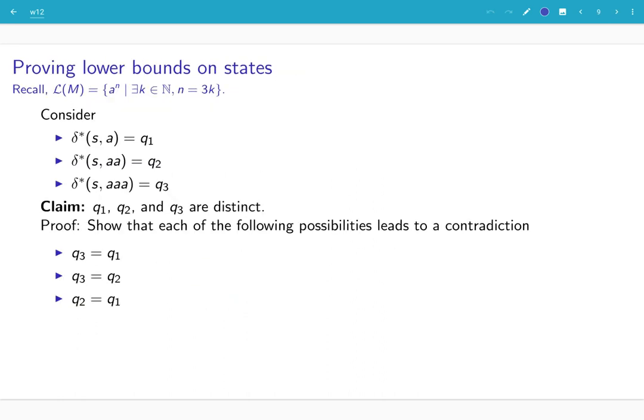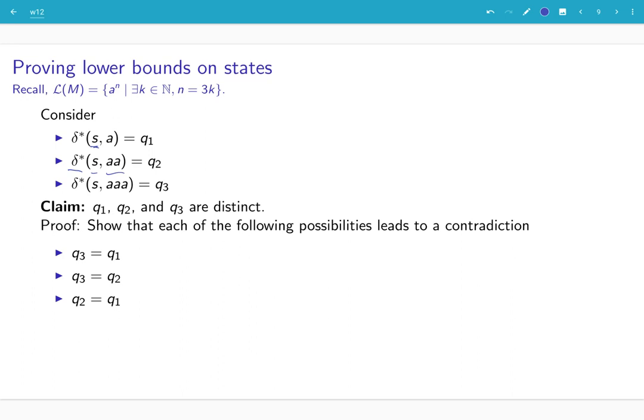And we're going to take a few different strings that intuitively we think ought to be mapped to distinct states. So consider the strings A, AA, and AAA. And let's think about delta star from S of each of these strings. So remember that S is the starting state of my DFSA, and delta star of some state and some string says, if I start at that state and I process all of the characters in that string, then what state do I end up in at the end?